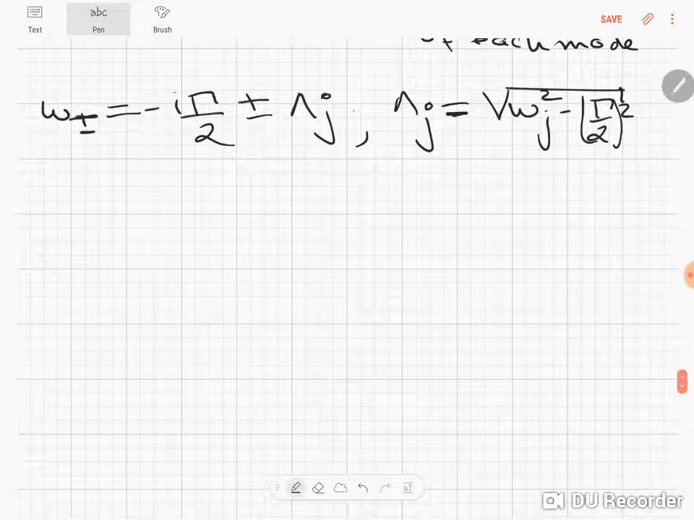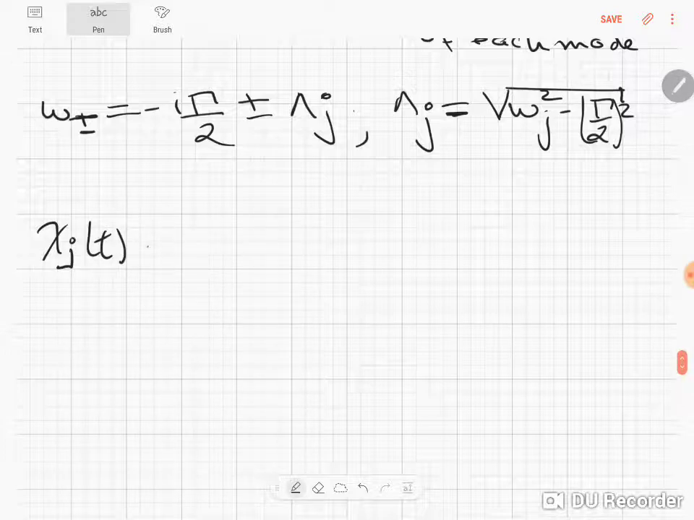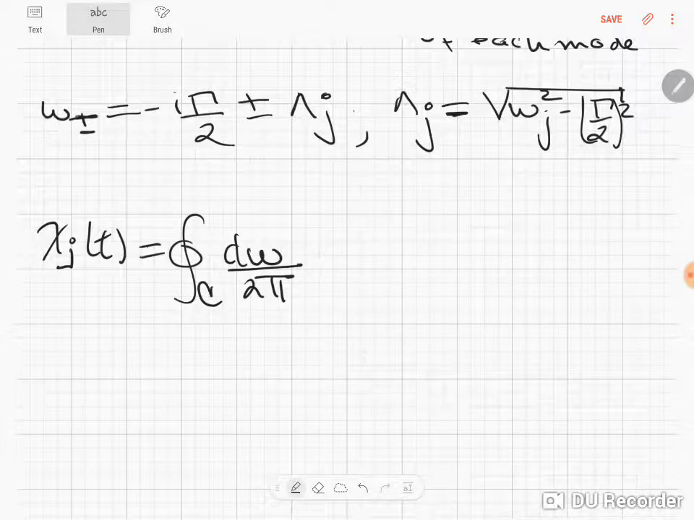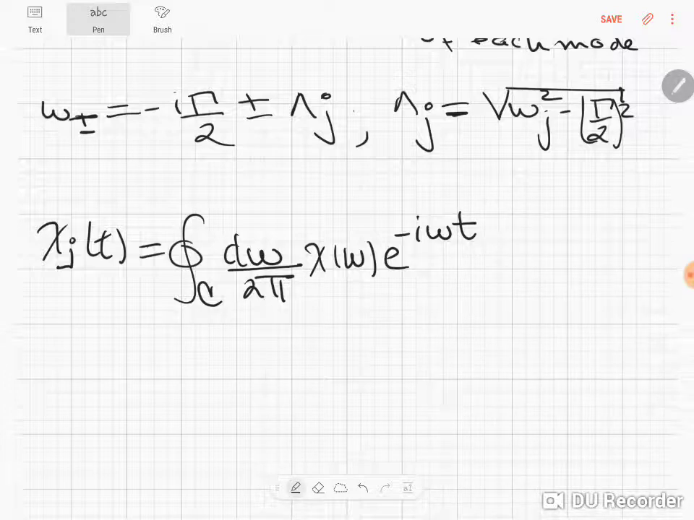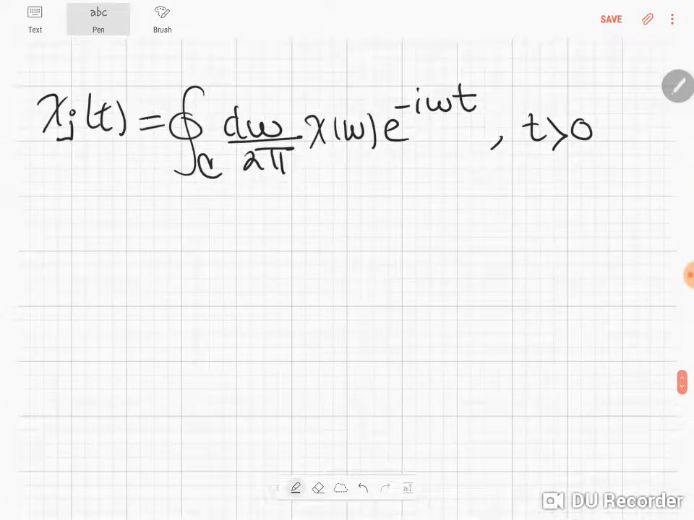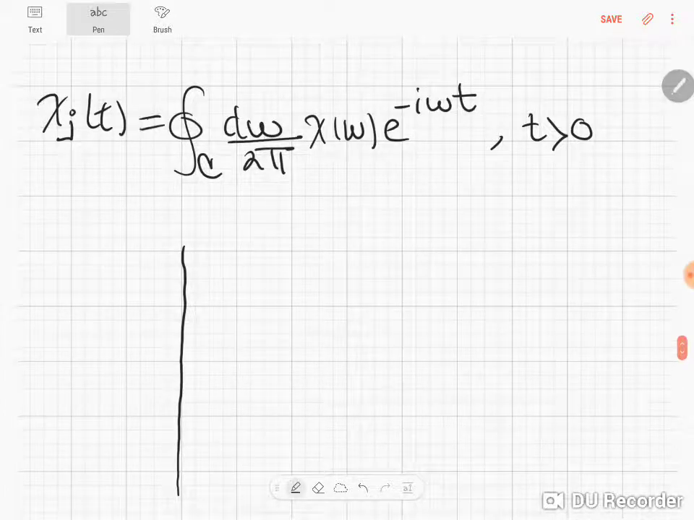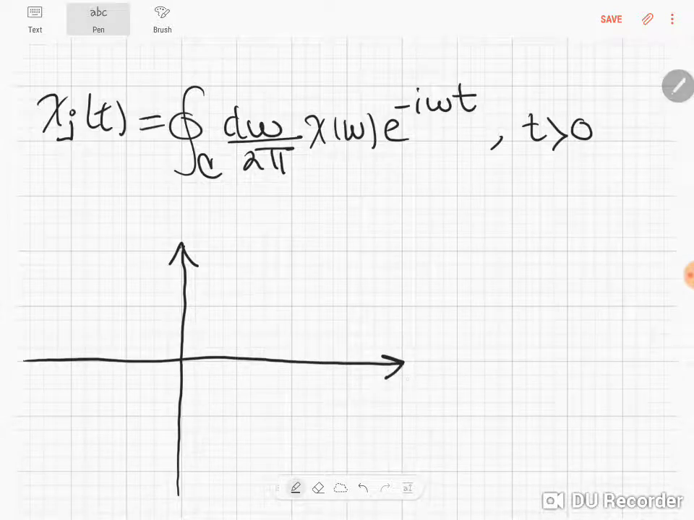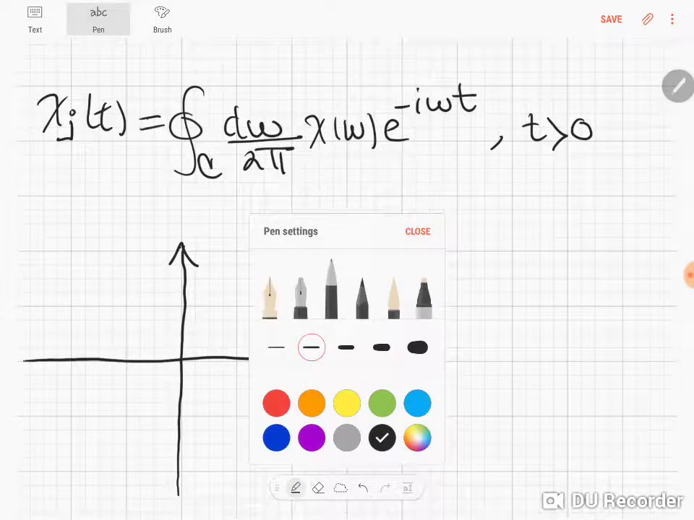Okay, so now what we have next is that we want to calculate the susceptibility chi_j as a function of time, and then we write the following integral. So, integral over some contour that we have yet to choose, d omega divided by 2 pi, chi of omega e to the minus i omega t. This is for t greater than 0. Okay, and then what we're going to see is that the contour we're going to use, so let's recall what we saw in the last video, in the video where we discussed causality.